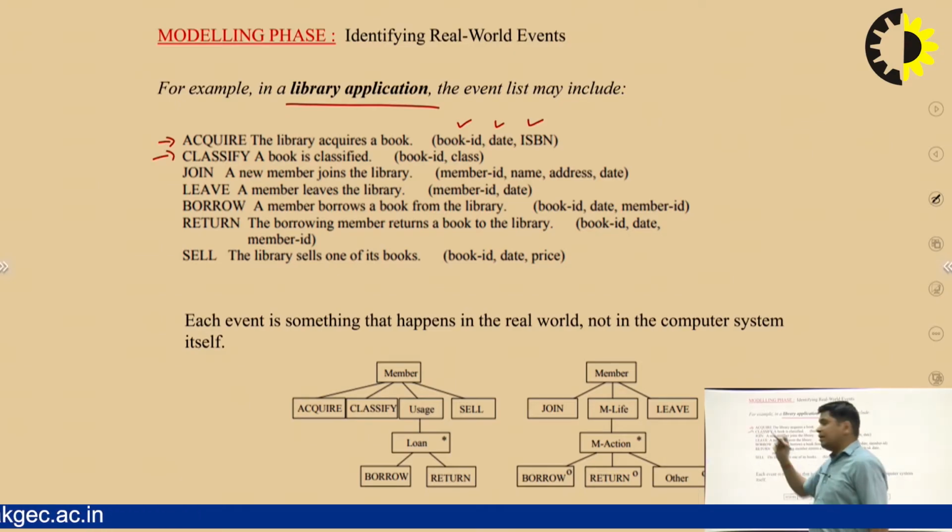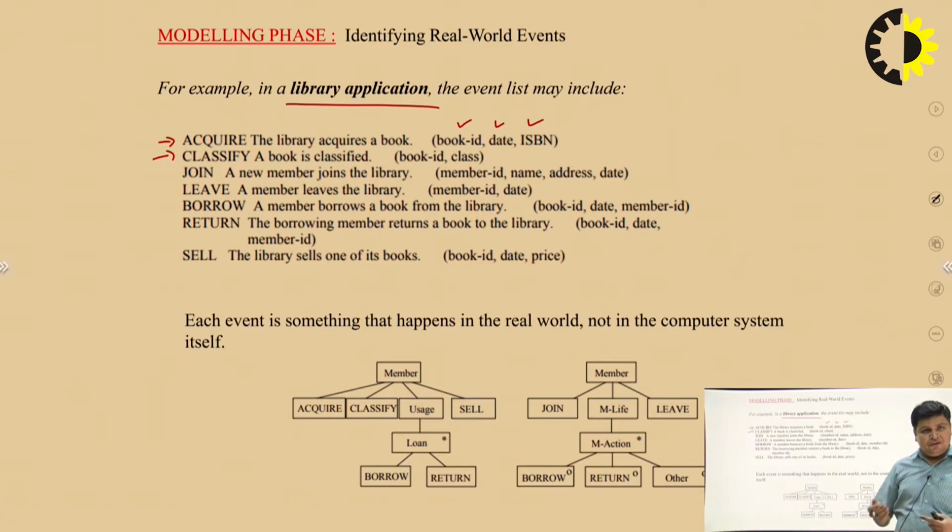Another event is classify. We have different types of books. Books are related to engineering, science and math. So how can we categorize, how can we classify? In that event, I have classified the book with the help of book ID and class.